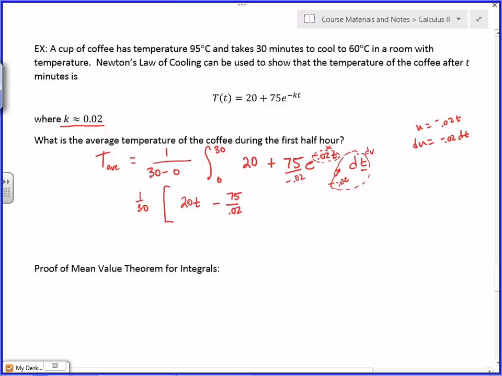And the integral of e to the u is e to the u. So e to the u, which is negative 0.02 t. So I kind of combined some steps all in one. But that's a nice little trick.